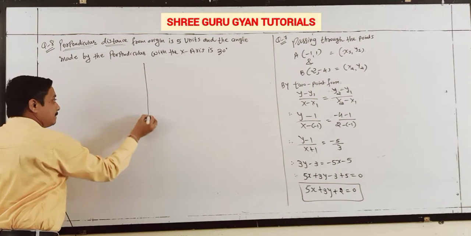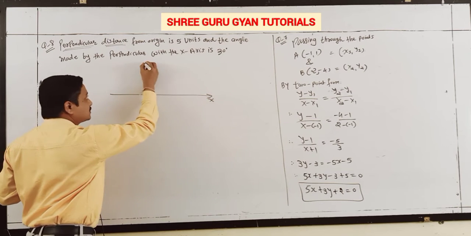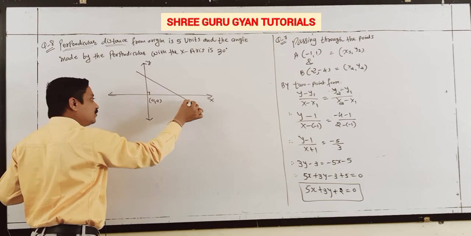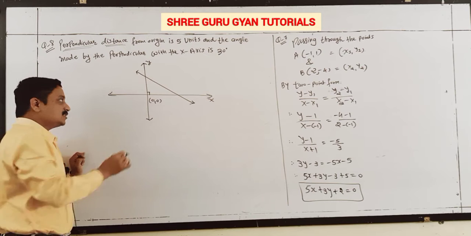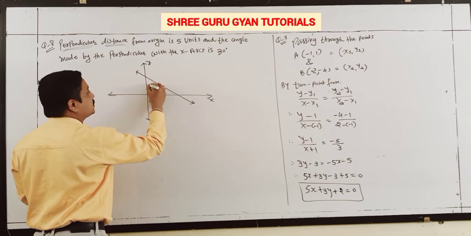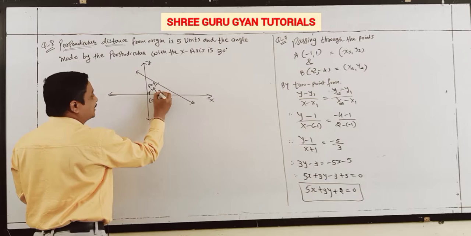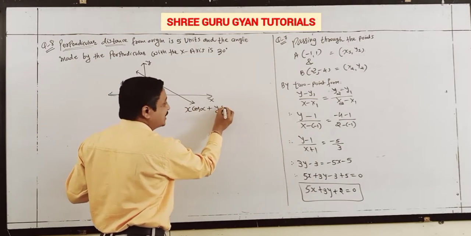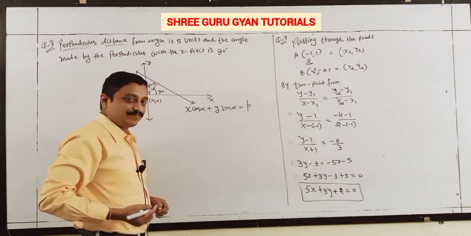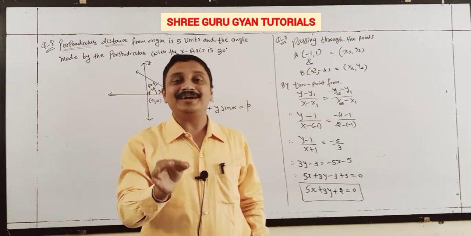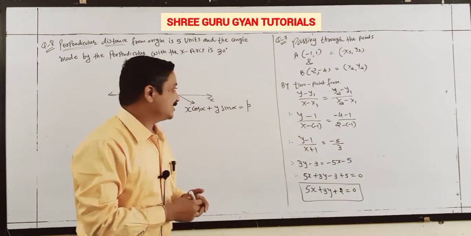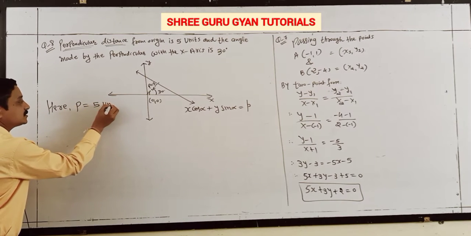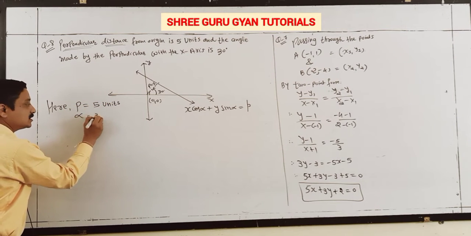Students, that's your drawing: here the x-axis, y-axis, origin, and that's the way of your line. This is the perpendicular distance, p is equal to 5, and this angle I know is 30 degrees. The equation is x cos alpha plus y sin alpha is equal to p, where p is the perpendicular distance from the origin. So p is 5 units and alpha is 30 degrees.